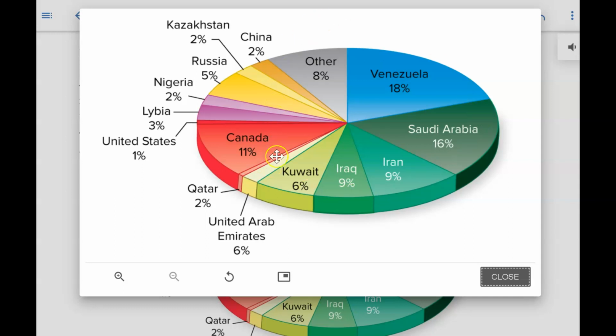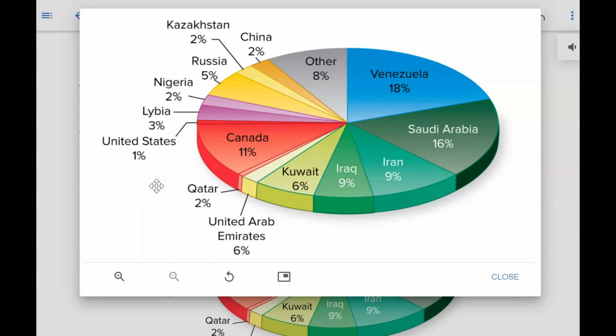The main idea here is that oil reserves are very unequally distributed. In the Middle East, such as Saudi Arabia, Iran, Iraq and Kuwait, we have a huge chunk of the oil, right? Then Venezuela is another country that has a lot of oil. If you look at the United States, it only has approximately 1% of the world oil reserves.